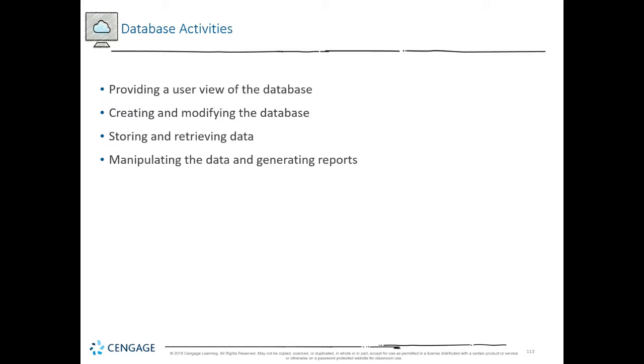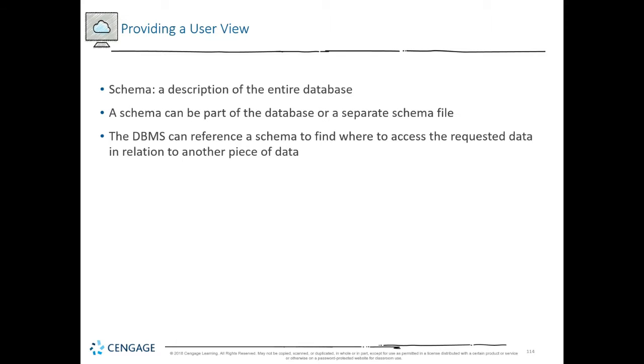Database activities: providing a user view of the database, creating and modifying the database, storing and retrieving data, manipulating the data, and generating reports. Providing a user view. Schema: a description of the entire database. A schema can be part of the database or separate schema files. A DBMS can reference a schema to find where to access the requested data in relation to another piece of data.